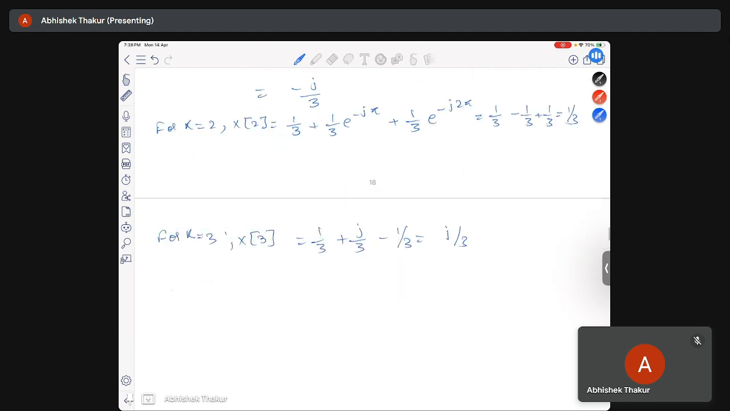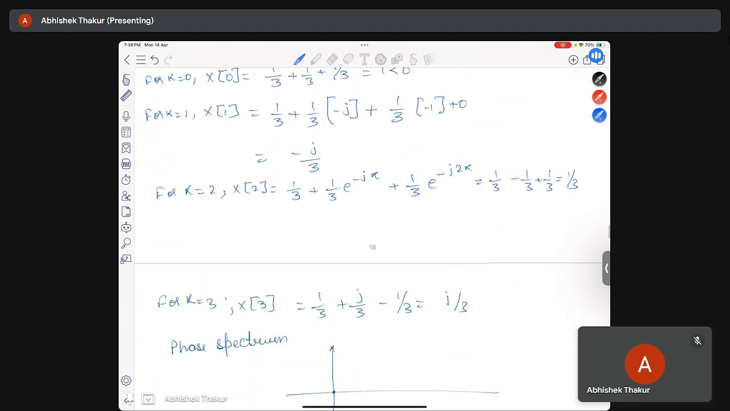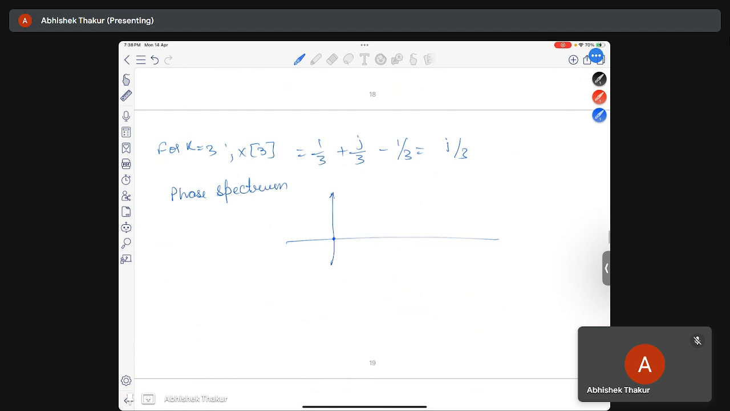So now the phase spectrum, what is asked in this question? X of 0, phase spectrum is 0 degree. For k is equal to 1, it is minus j by 3, so it is minus pi by 2. For k is equal to 2, again 0 degree. For k is equal to 3, again j by 3, so it is pi by 2.